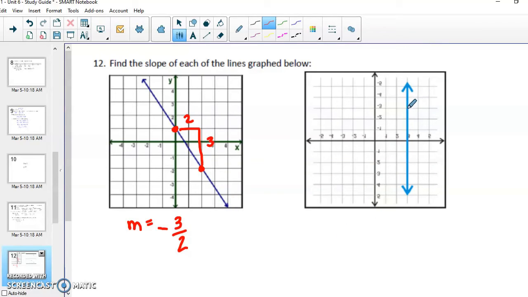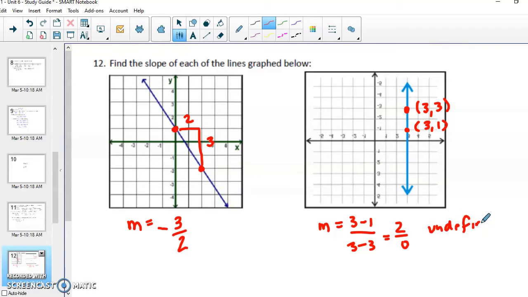So I know in my class, I didn't go over this, so we'll go over it now. If you look at 2 points, let's say this is 3, 1, and this is 3, 3. If we figure out slope, it would be 3 minus 1 over 3 minus 3. We did do this part. You can't have 0 in the denominator. This slope is undefined.